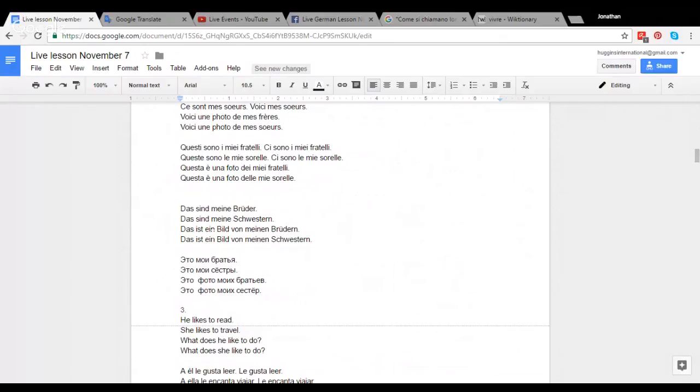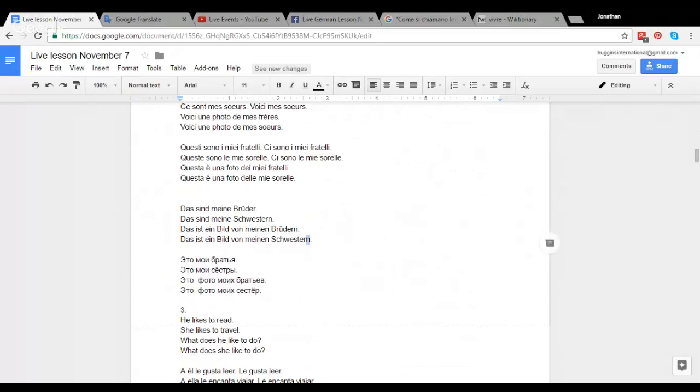Das ist ein Bild von meinen Brüdern. So you can see this change of meinen, that's the dative, because we have the preposition von, and this requires the dative. So the dative in the plural has meinen and Brüdern. So we have this N and this N that are added here. And das ist ein Bild von meinen Schwestern. So I have this letter N that is added there for the dative.